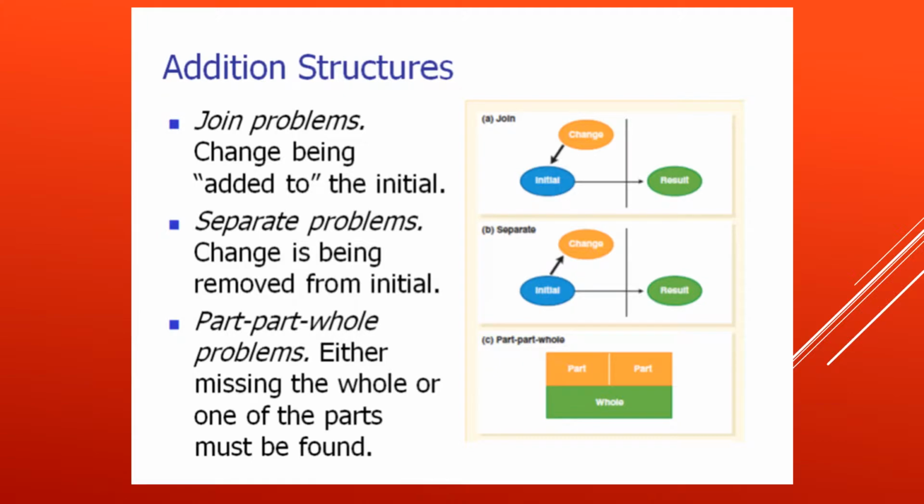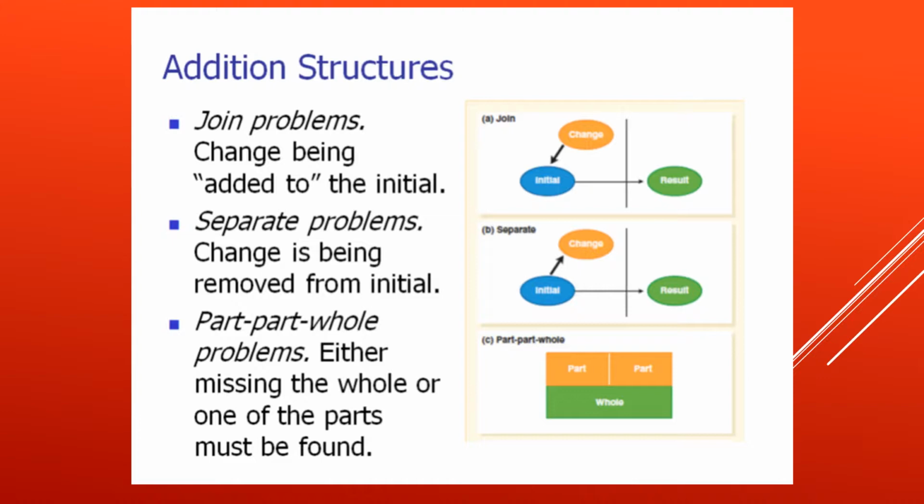So your book pointed out some addition structures. We have the join problems, which is the change is being added to the initial. Now, that's really something that we're a little more familiar with. A sample problem will be something like: Sandra had 8 pennies. George gave her 4 more. How many pennies does Sandra have altogether? So we know that Sandra had the 8 pennies, that was initial. George gave her the 4 more, that was the change, and then the result.